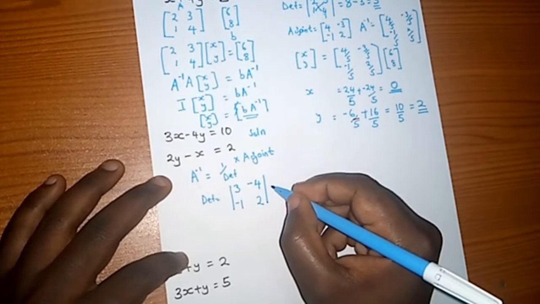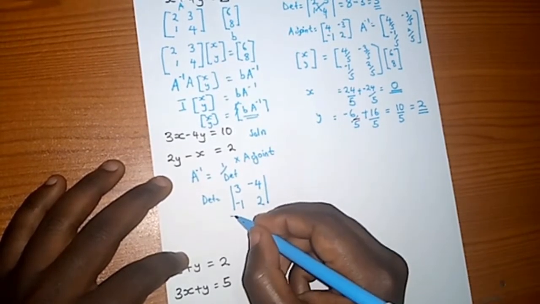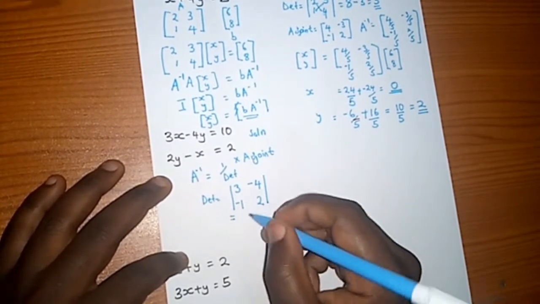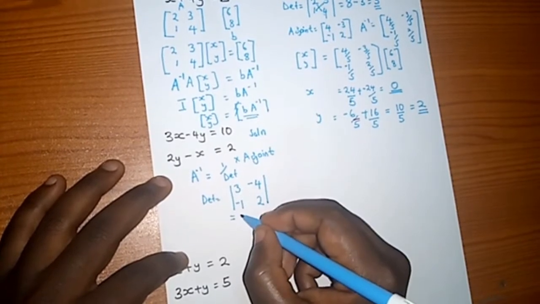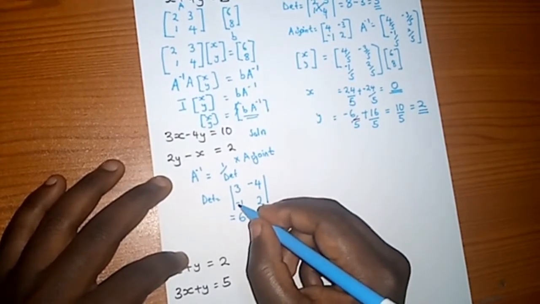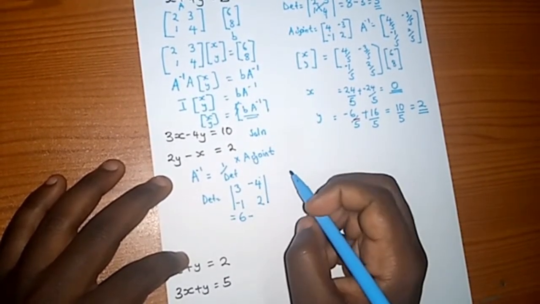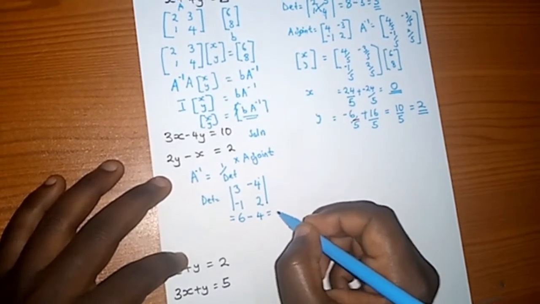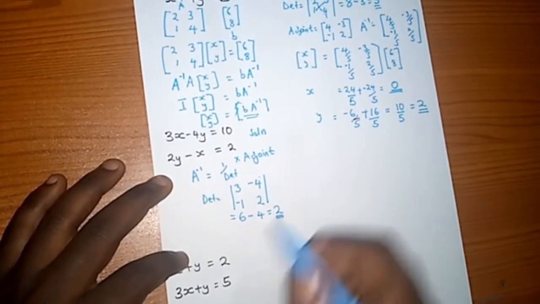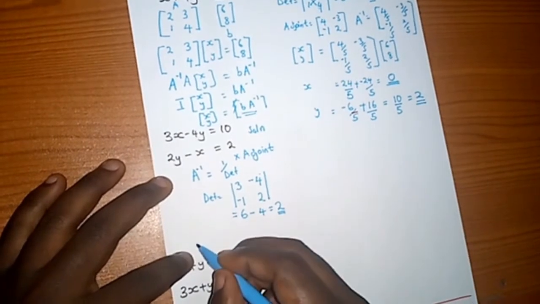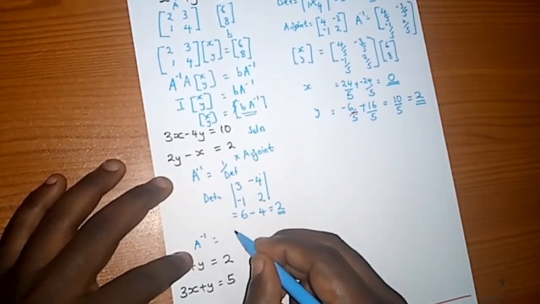So if you have to get the determinant, you see that the determinant is the same as 3 times 2, which is 6, minus negative 1 times negative, which is a positive. My determinant is 2.